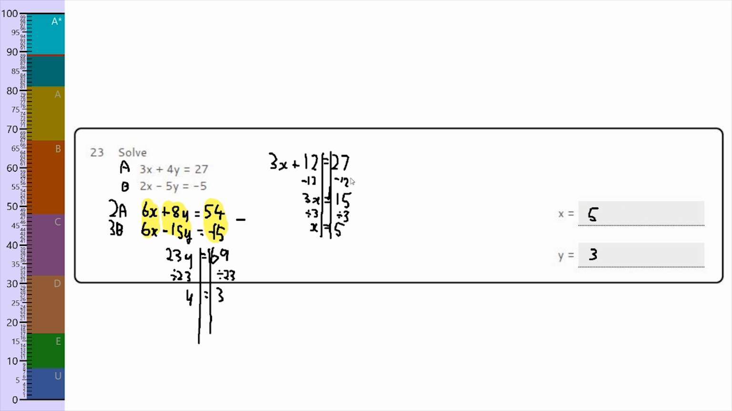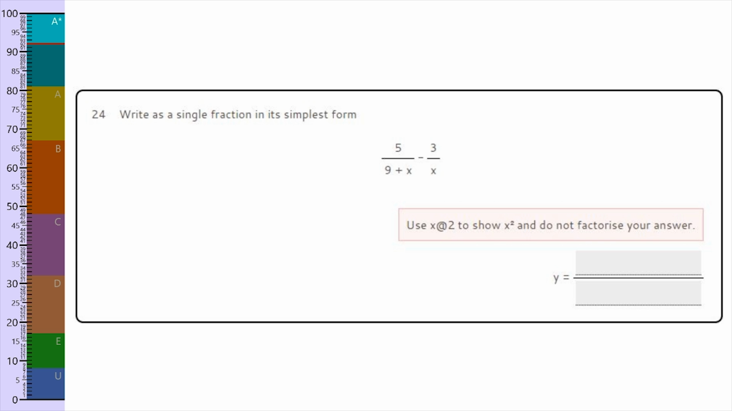Now I can always check this using the second equation. So 2x is 10. Take away 5 times 3 is 15. And that indeed does equal minus 5. So you can leave the test knowing you've got that right. Let's move on. So question 24, pause the video now and have a go.